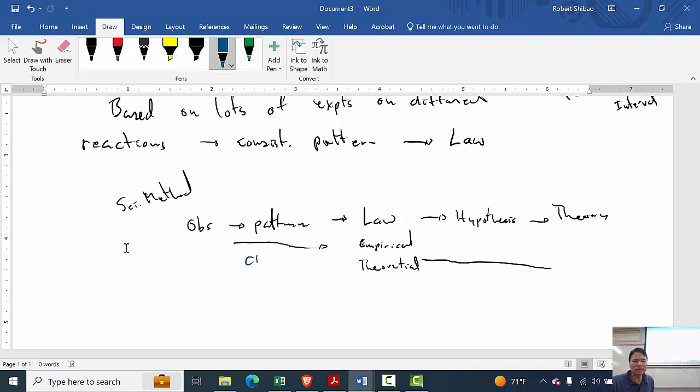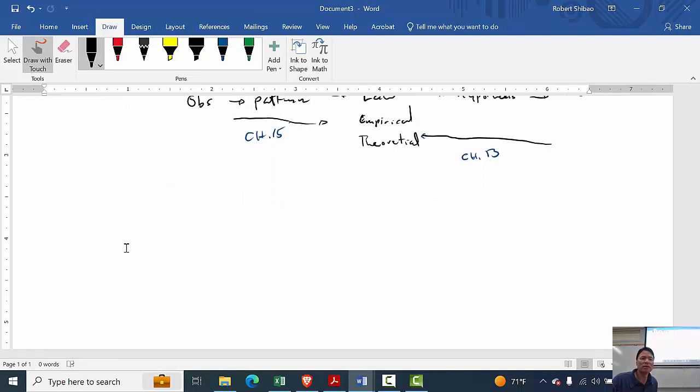So in chapter 15, since we're cutting out here, I like to start off with an empirical approach first, just based on observations. And so this is what we're seeing here. The theoretical approach is going to be more from chapter 13. And the law that we're going to generate is this. This is the consistent pattern that we see in these types of reactions.